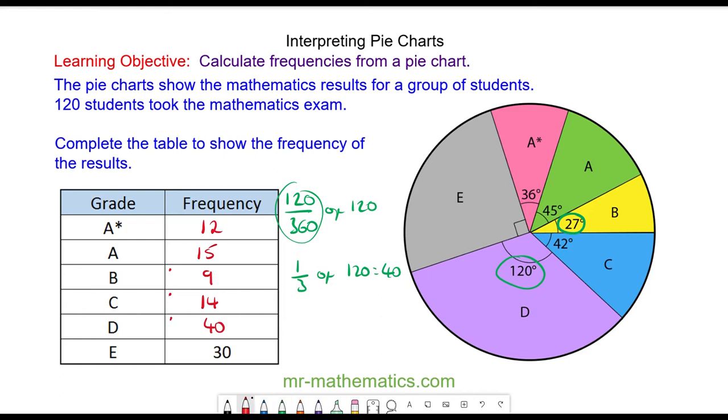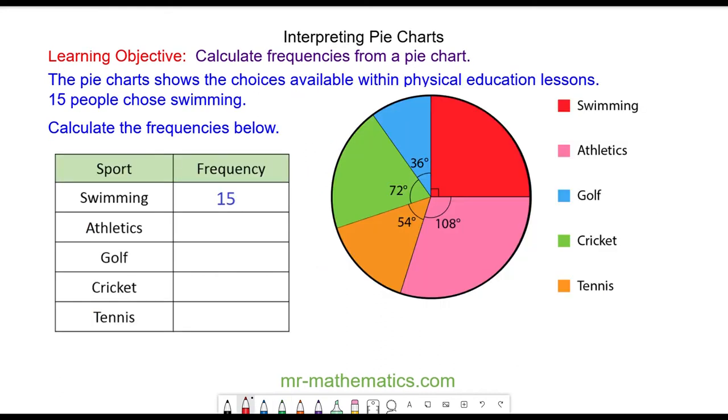Okay, let's move on to a different question. This pie chart shows the choices available within a PE lesson. And we are given that 15 people chose swimming. Do you want to try and calculate the frequency of those who chose athletics, golf, cricket and tennis? By pausing the video and you can resume it when you're ready.